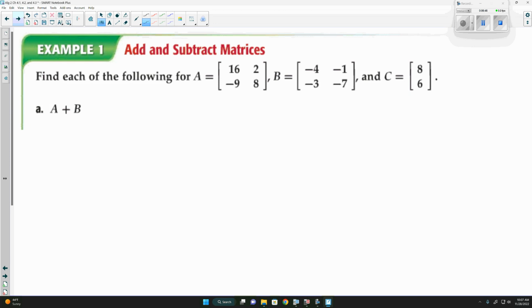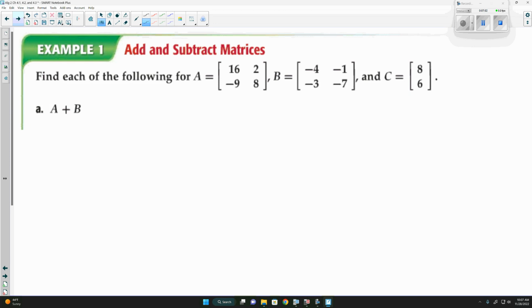Addition, subtraction, and multiplication are what we're going to do next. So, adding 2 matrices together. We can only add or subtract 2 matrices if the dimensions are the exact same. So here we're saying A plus B.